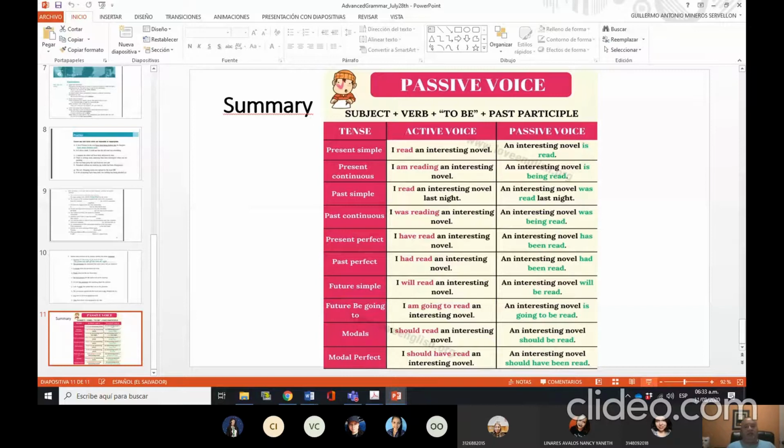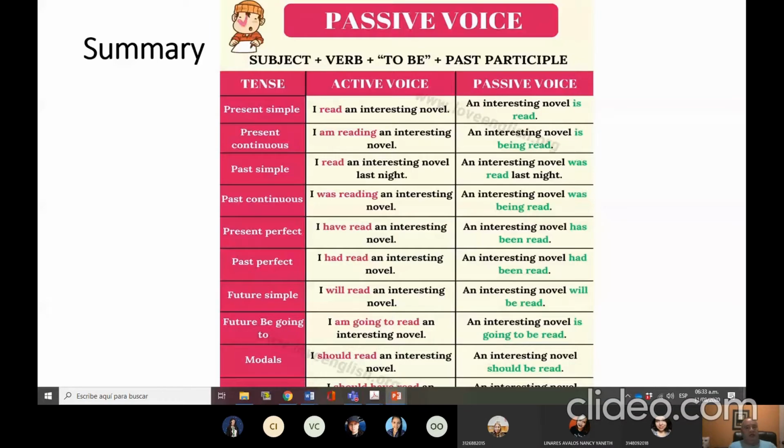Here we have a little chart, and this chart was provided to you. Here is the summary on how the passive voice is formed. We have different tenses that we can use when we write passive voice. There are two terms that we use when we talk about passive voice. We usually start the sentences in an active voice. Active voice means, for example, in the simple present, I read an interesting novel. Passive voice, an interesting novel is read.